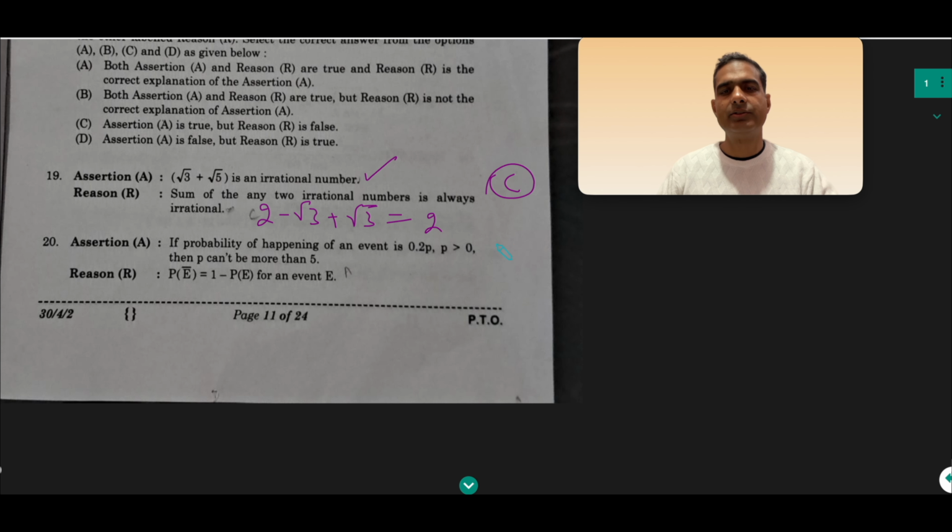So assertion A is true, and the reason: P of E complement is equal to 1 minus P of E for an event E. So this is also true, while the probability of a complementary event is always equal to 1 minus the probability of the event. So that is fine, that is also true. But the reason is not explaining why p cannot be greater than 5. So both A and R are true, but R is not the correct explanation of assertion A. So option B will be your answer.